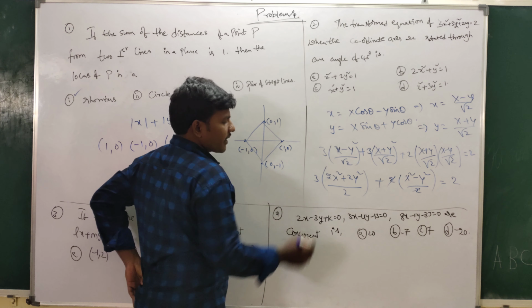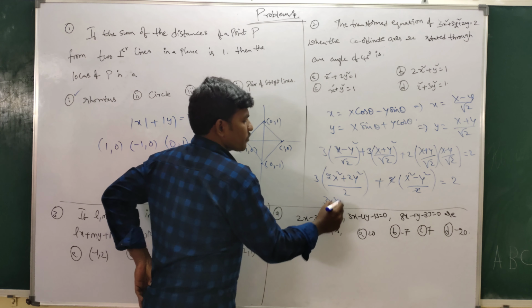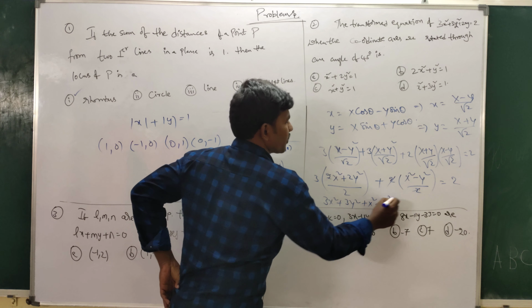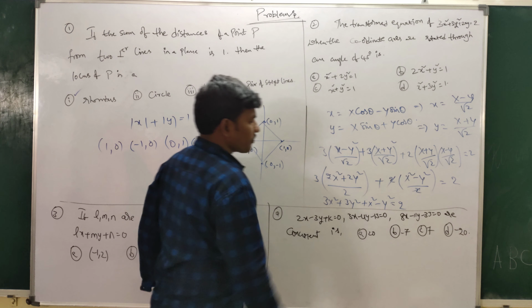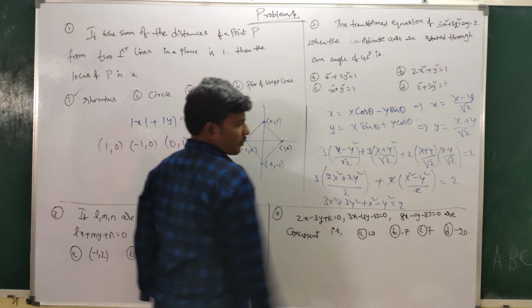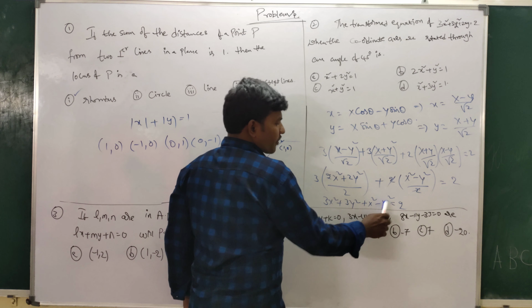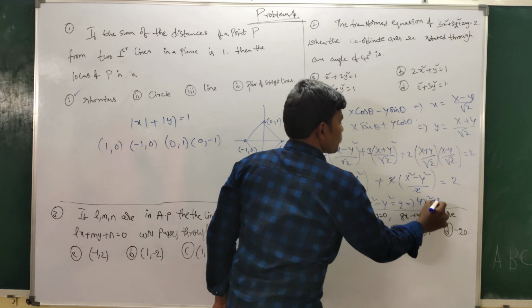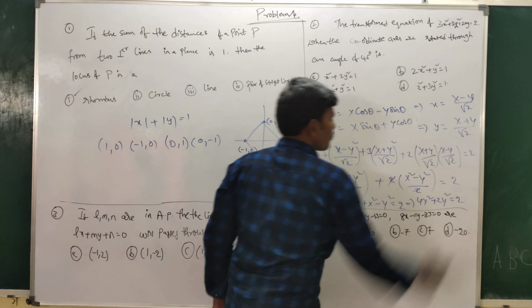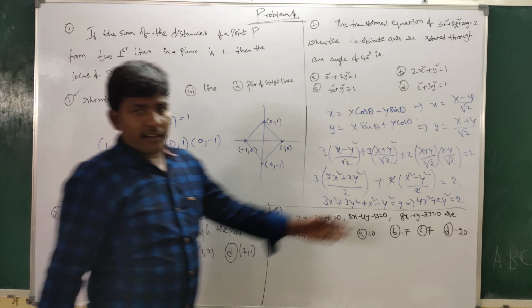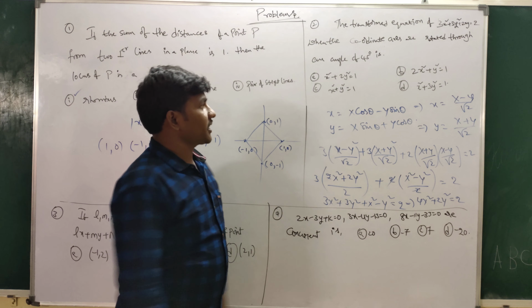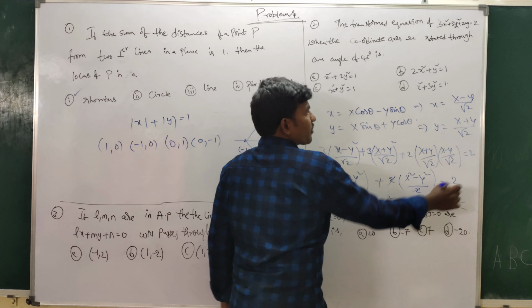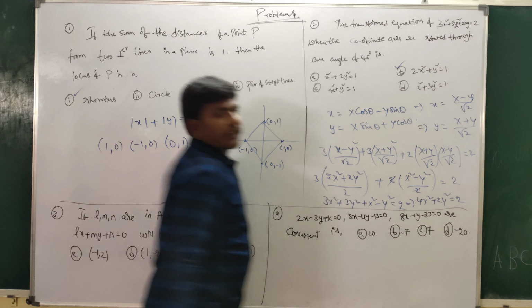3 into X square, 3X square, plus 3 into Y square, 3Y square, plus X square minus Y square is equal to 2. 3X square plus X square is 4X square, 3Y square minus Y square is 2Y square. 4X square plus 2Y square is equal to 2. Taking 2 in common, we get 2X square plus Y square equal to 1. Second problem.